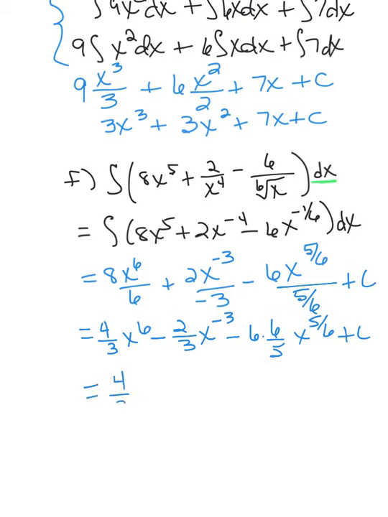First term, we're not going to change. It's still 4/3 x to the 6th. You may leave the second term as it's already written, or you could make the power positive by making it 2/3 x to the 3rd. Either one is fine. It doesn't matter to me. On the last term, we're going to take 6 times 6/5 and get minus 36/5 times x to the 5/6 power plus c. And that is the answer for this one.